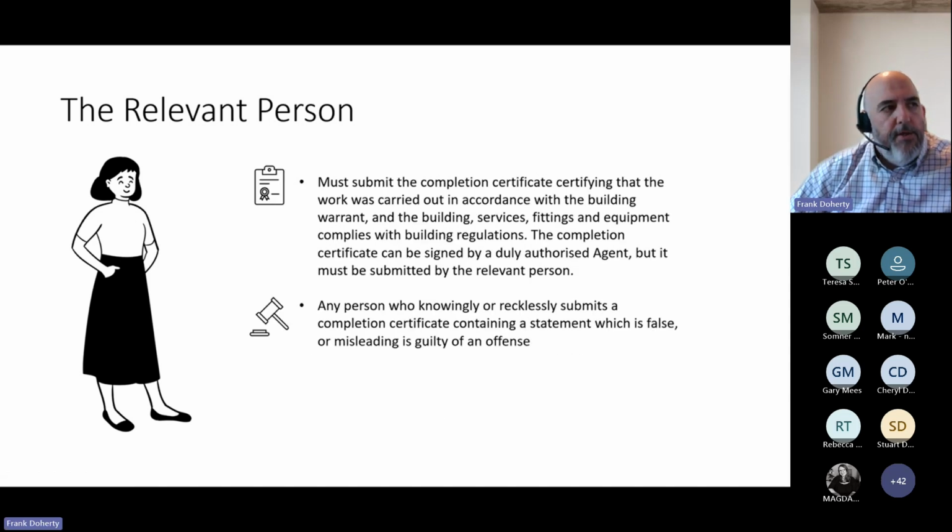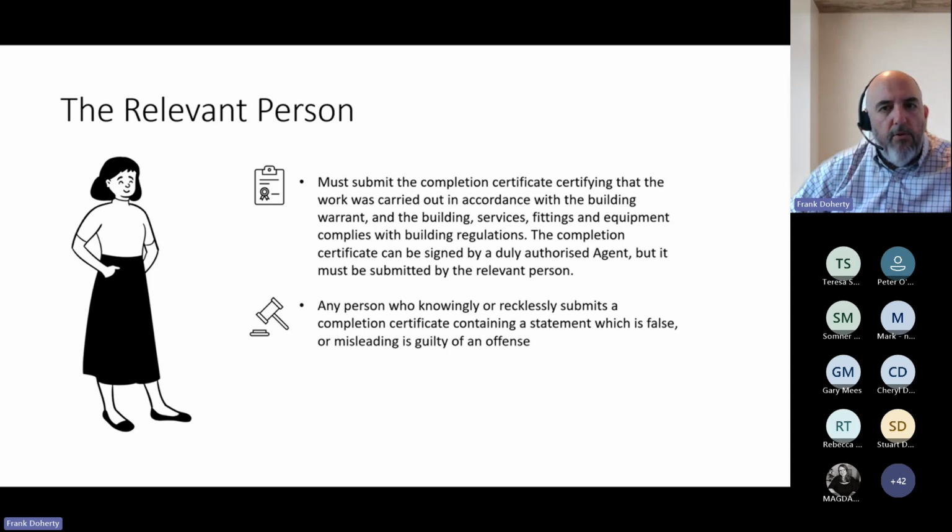But that relevant person is really important because regardless of who signs the completion certificate, it's the relevant person that's always considered as having submitted the completion certificate. And that completion certificate certifies the work's been carried out in accordance with the approval, but also in accordance with the building regulations. Now, even if that declaration is signed by the agent, the offence is submitting a completion certificate that contains a statement that is false, whether recklessly or knowingly.